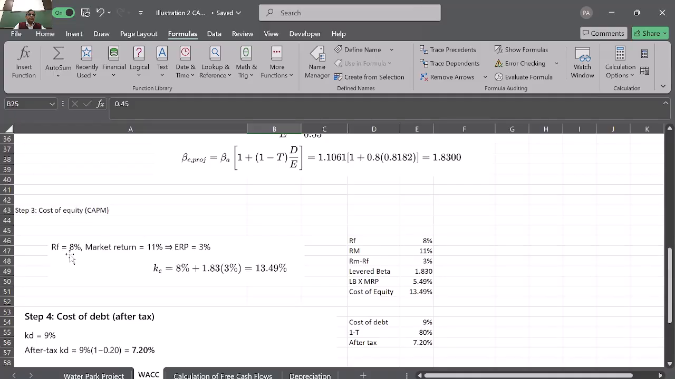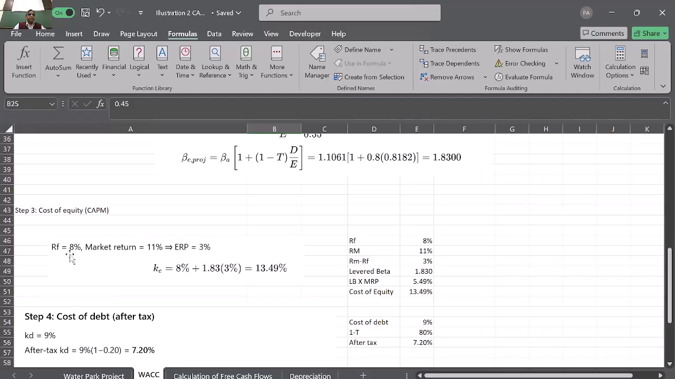11%. So then we have the levered beta of 1.83. We multiplied it with the MRP and we got the cost of equity as 13.49%. Is that clear? The cost of equity is 13.49%. So this is using the CAPM model.